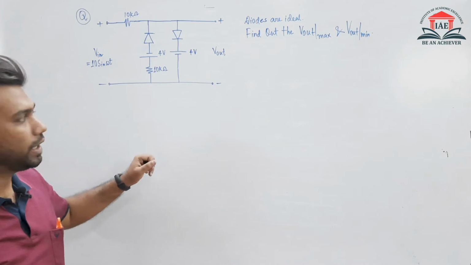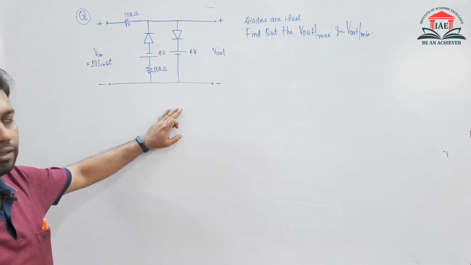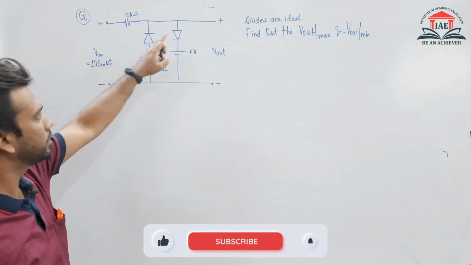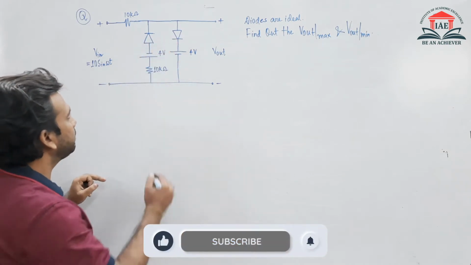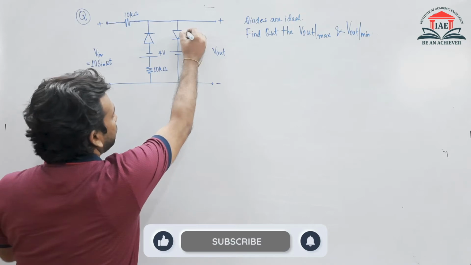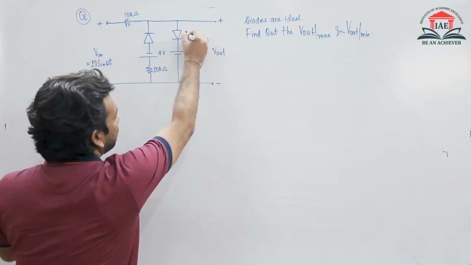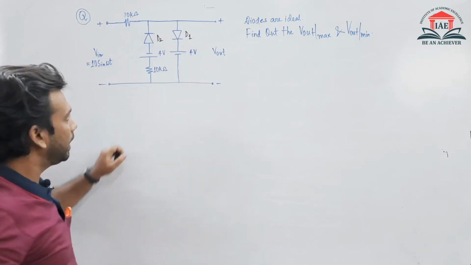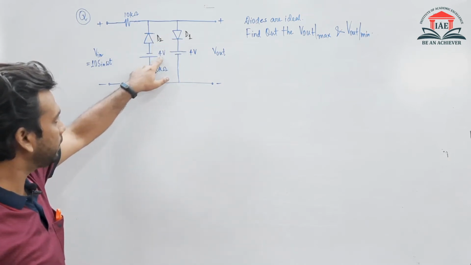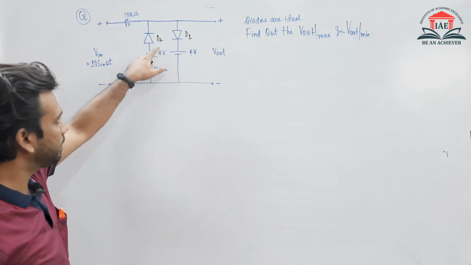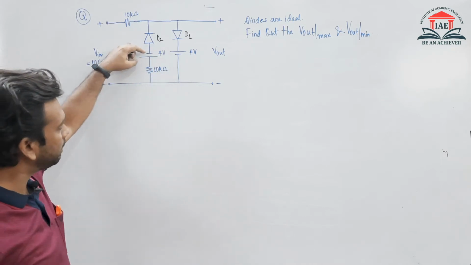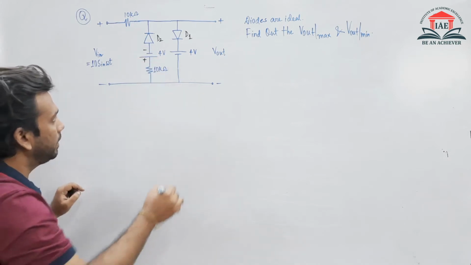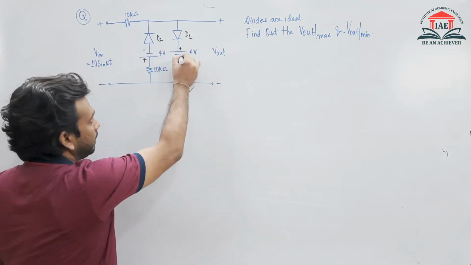In this video, we are going to discuss a numerical on Clipper circuit. You can see this numerical, there are two diodes in parallel. So let us name this diode. Suppose this diode is D1 diode and this is D2 diode, and there is a minus 4 volt here, and actually it is written 4 volt and the negative and positive sign are here, and there is the positive sign and negative sign.